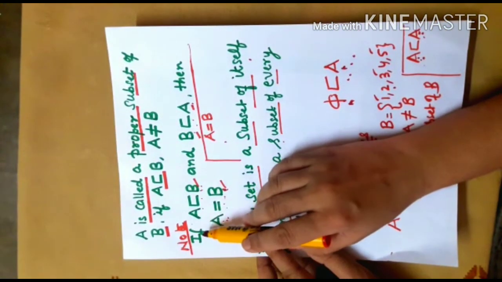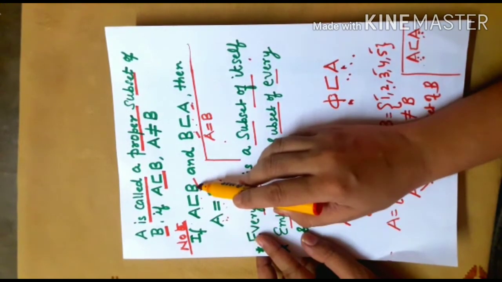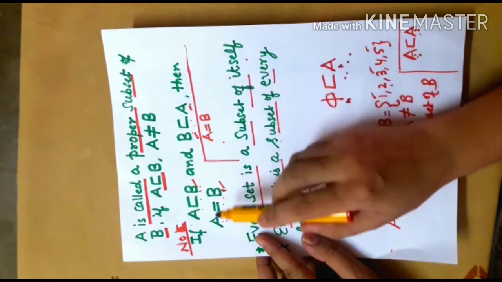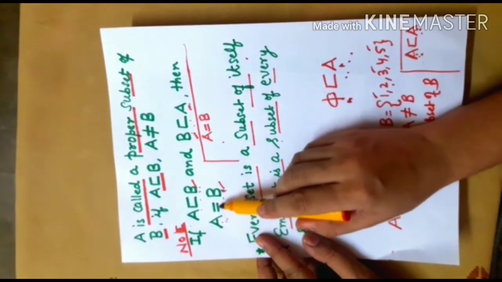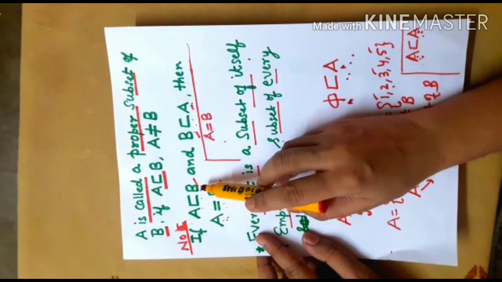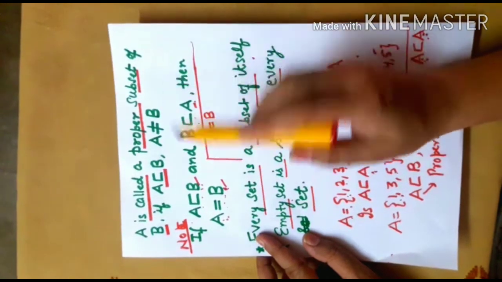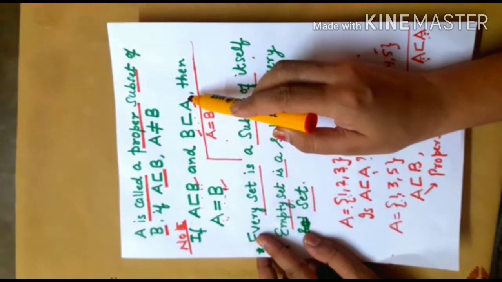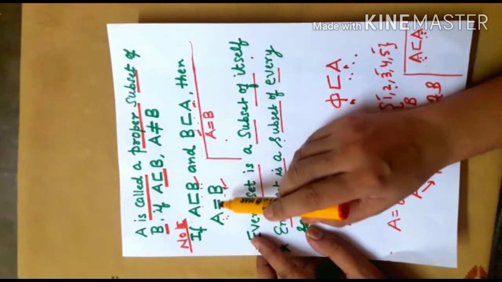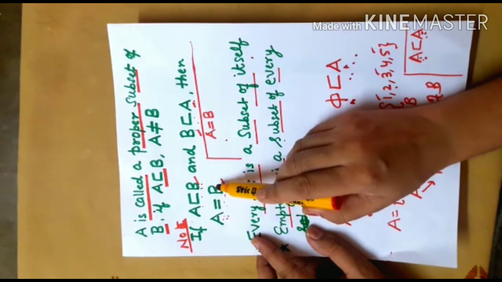Also note that if A is a subset of B and B is a subset of A, then it will imply that A is equal to B. That means if A is contained in B and also B is contained in A, then it means that A and B are exactly the same. That is, A is equal to B.